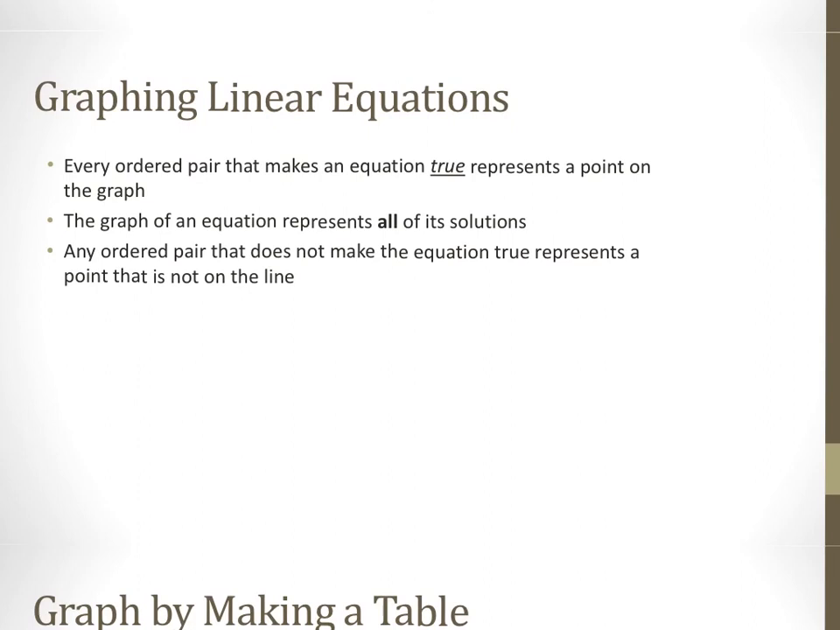A couple of facts towards the end of the video. Every ordered pair that makes an equation true is a point on the graph. Now what that sentence means, when you draw your graph, let's just say here's my line. I'm just picking a random one. Every point on this line, if I were to plug it into my equation, would give me a 4 equals a 4, a 5 equals a 5, or a 0 equals a 0. It would make the equation true on both sides.